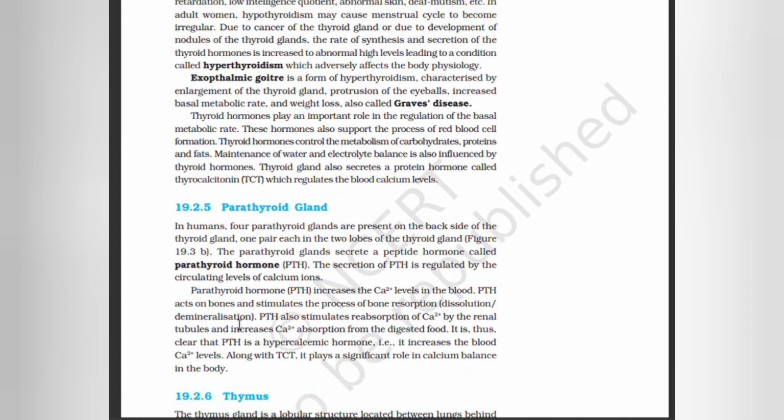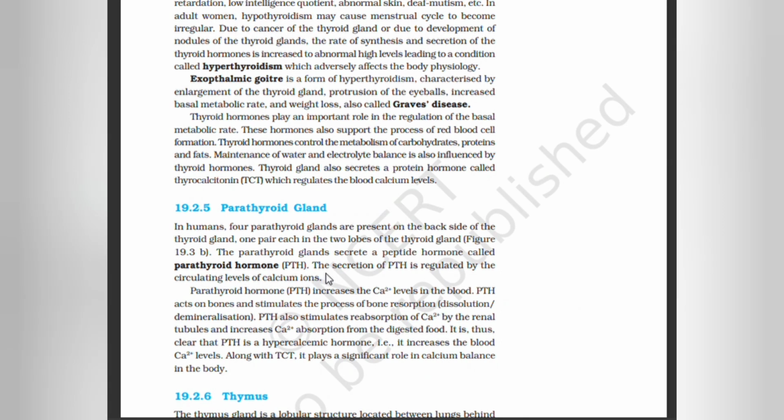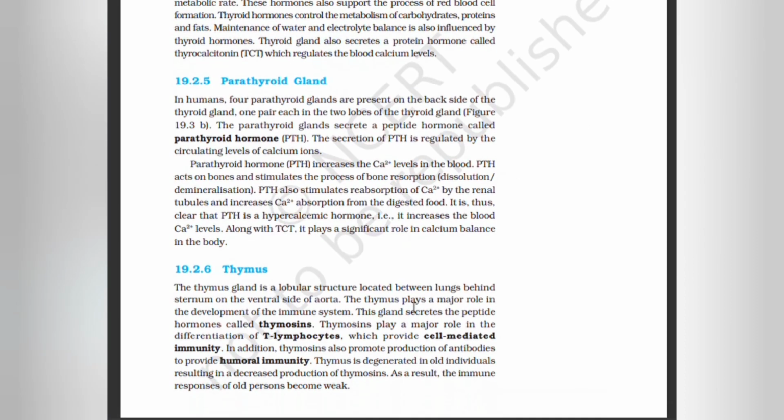Parathyroid gland. In humans, four parathyroid glands are present on the backside of the thyroid gland, one pair each in the two lobes of the thyroid gland. Parathyroid glands secrete a peptide hormone called parathyroid hormone. Secretion of PTH is regulated by the circulating levels of calcium ions.